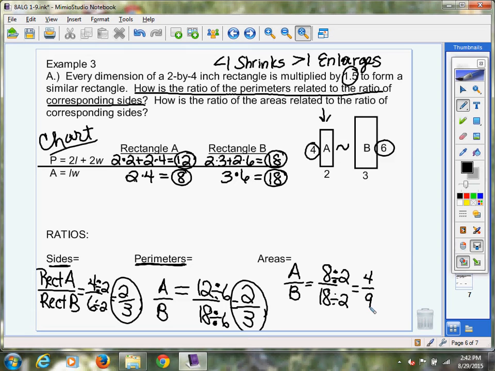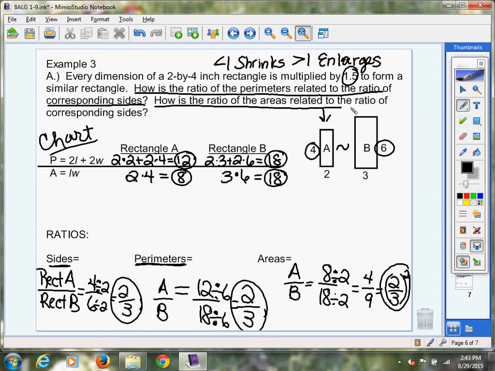And so it may require squaring some numbers. What number do you square that will give you 4? Okay, 2. What number do you square that will give you 9? 3. Now take a look at that. That's very interesting because 2/3 squared gives me the area fraction right here. So if I square 2/3, I'll have the area ratio, which is really neat. So that answers this question.